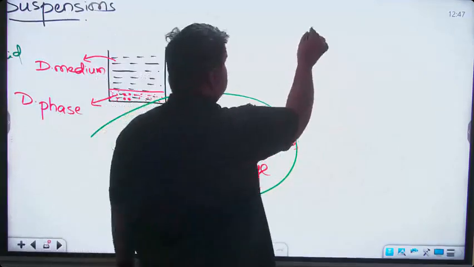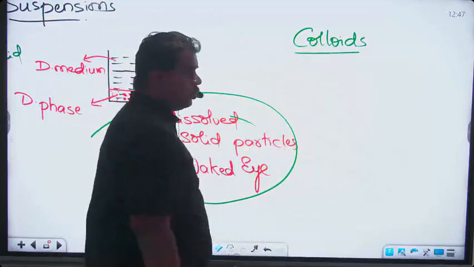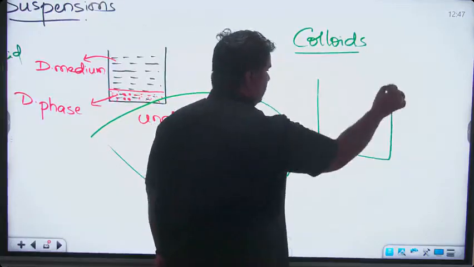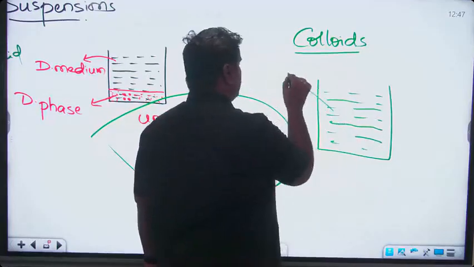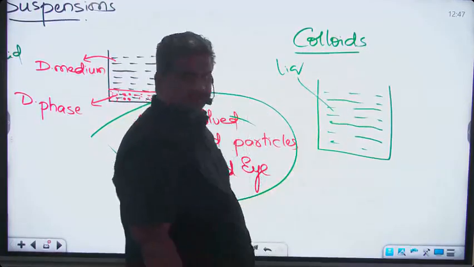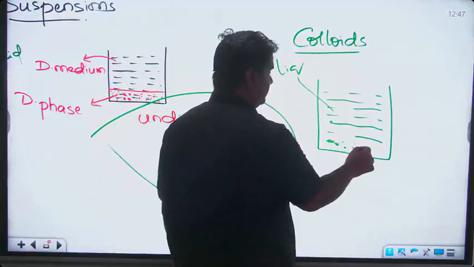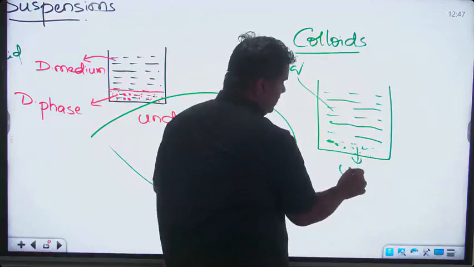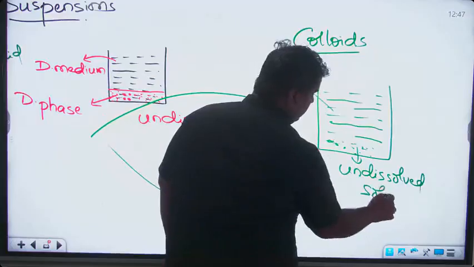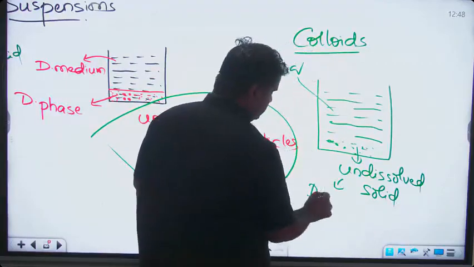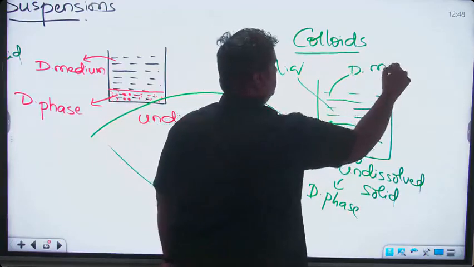Then you talk about the case of colloids. The moment we talk about the case of colloids, what are these particular colloids? For example, here in this case, dispersed medium is liquid. Dispersed phase, that is solid. అలాగే ఇది కూడా undissolved solid, and this is nothing but dispersed phase అని అంటాం. And what is this? This is nothing but dispersed medium.